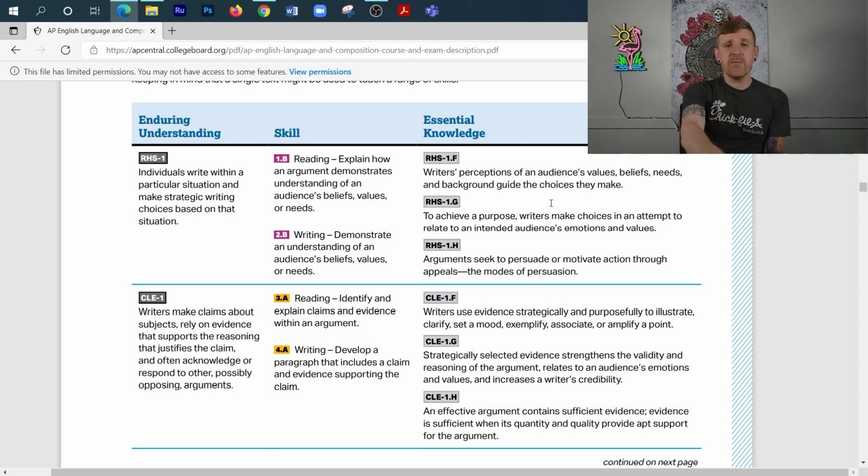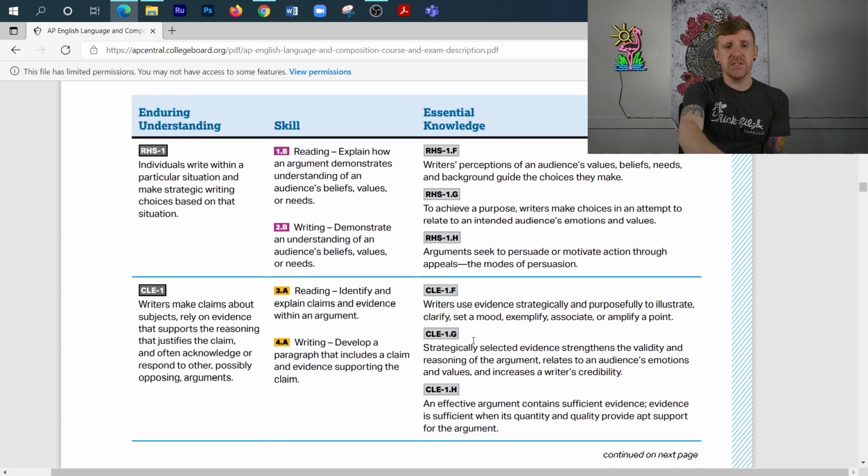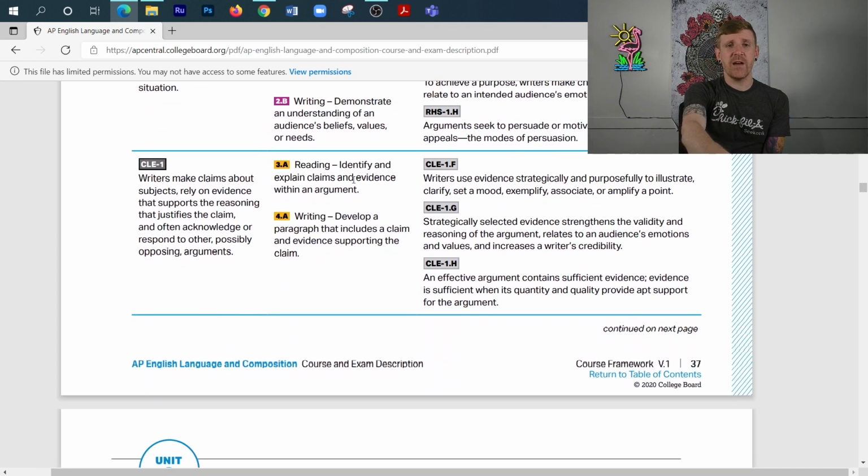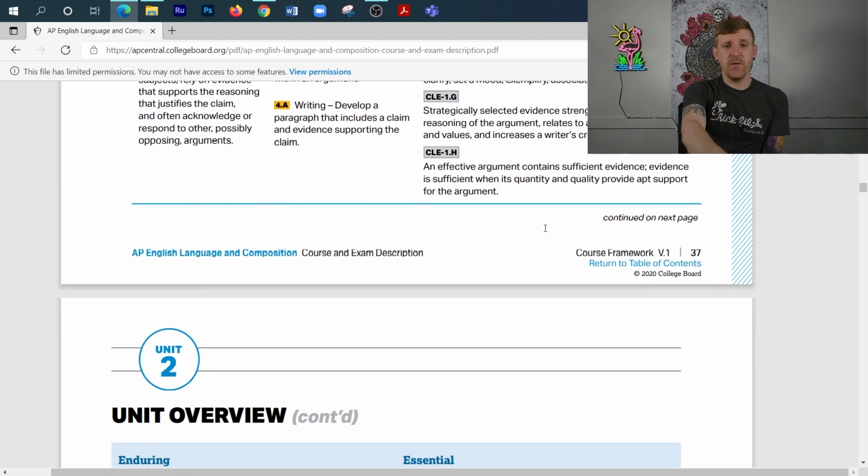Okay, so I did my first timed writing, which shows up in the middle of what would be deemed Unit 2, and then I actually make this shift to argument. And you're going to notice that that's very easy to do here, because we have identify and explain claims and evidence within an argument, and we start talking about how evidence is used to either prove points or clarify or set a mood or associate, things like that. So we also talk about evidence and evidence selection, and this is where we deal with argument in full.